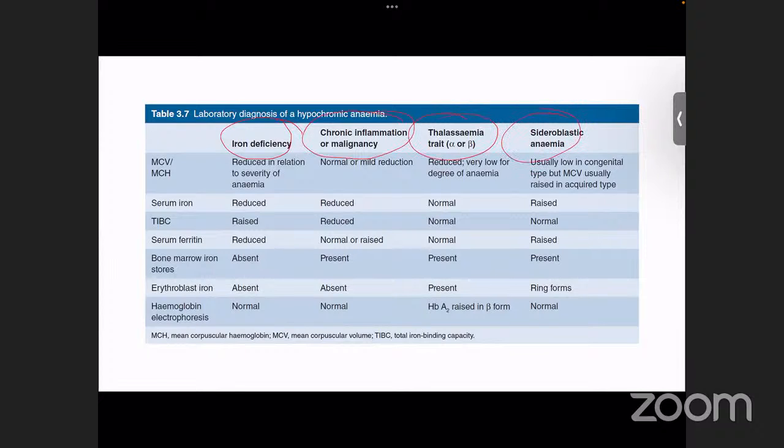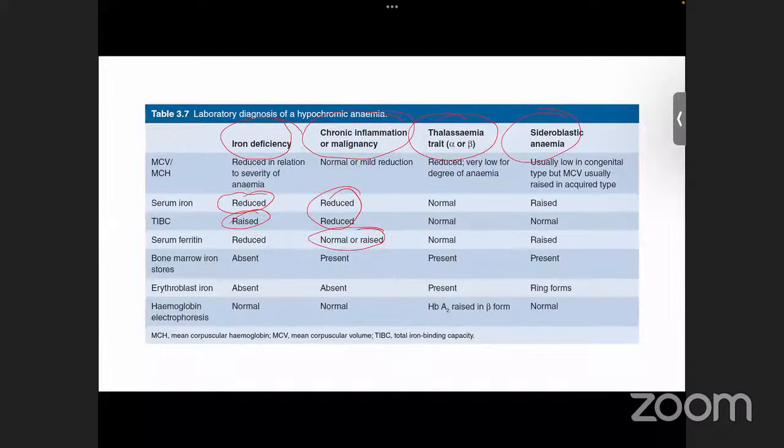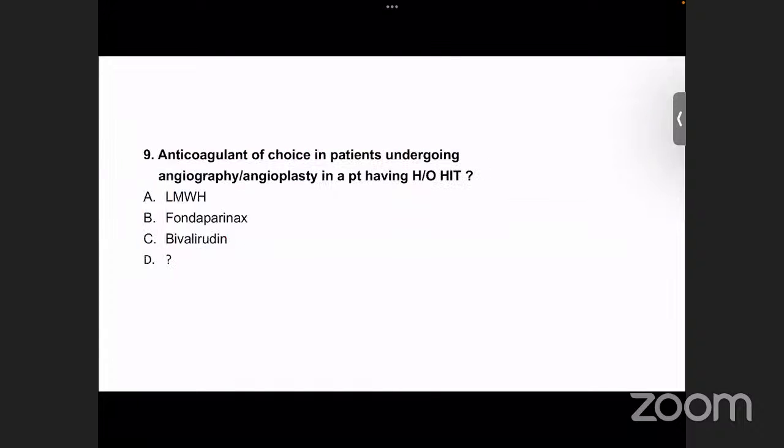So this is basically about iron levels and TIBC. They are opposite: if the iron is severely reduced, TIBC is raised. That is typical of iron deficiency anemia. Whereas in inflammation, both are reduced with elevated ferritin. This is a classical difference between iron deficiency and chronic inflammation. In thalassemia, all these parameters are normal. In sideroblastic anemia, the serum iron and ferritin are raised, sorry, and TIBC is normal. So this chart you have to be very thorough with, even if you are going for INI-SS.